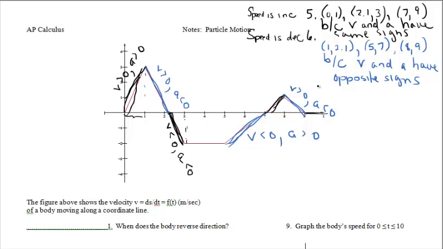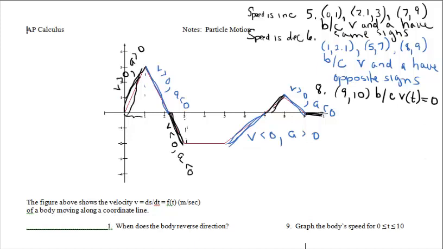Oh, that one's pretty obvious, I think. On question number 8, right here, 9 to 10, your justification would simply be because v of t on that time interval is equal to 0. Zero velocity, not moving.